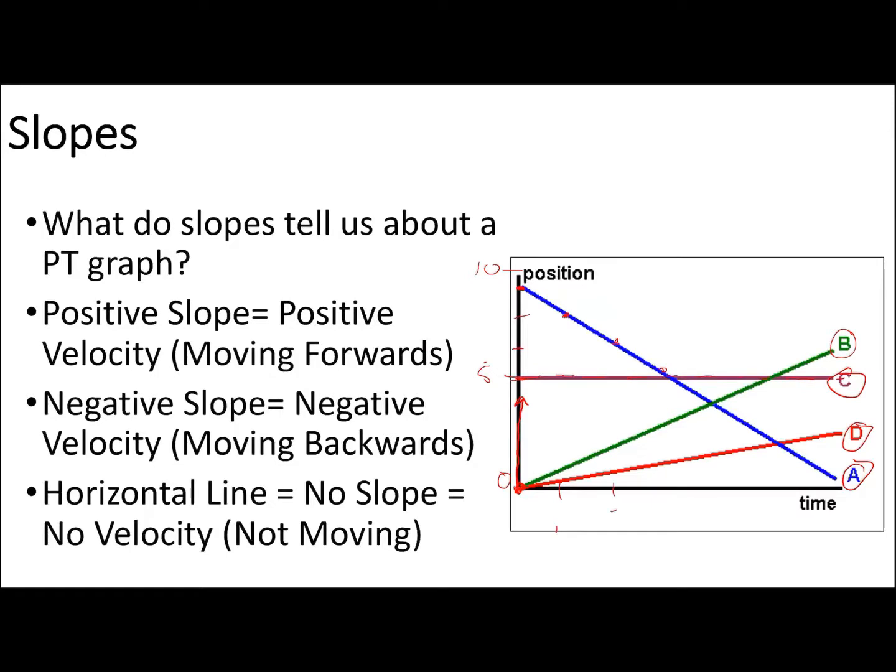And we have times down here. And we can ask ourselves, like at 1 second, where's C? Well, it's at 5. At second number 2, where's C? It's still at 5. Still at 5, still at 5. It's not moving anywhere. So horizontal lines are no slope.